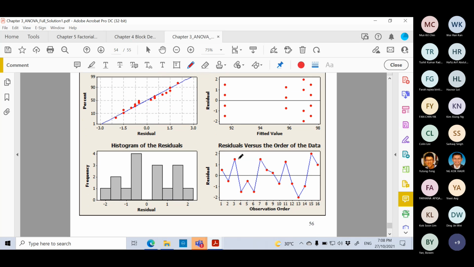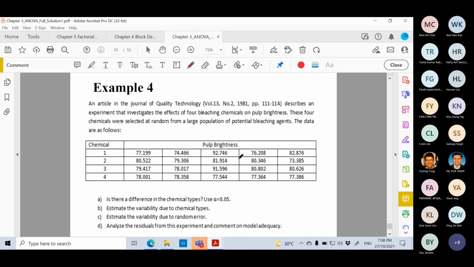So this should be the last one here. I give you one example. The keyword is, if they want to test for the chemical, their chemical is selected at random from a large population, then we know that this comes from the random effect model. If they are fixed for certain chemicals, then this becomes the fixed effect model. In the fixed effect model, you are comparing the means, the first mean, second mean, and so on.